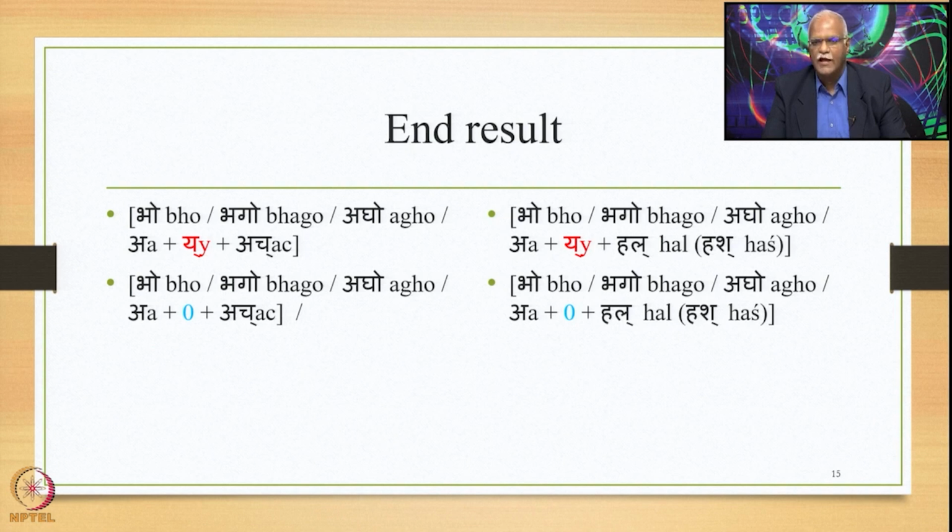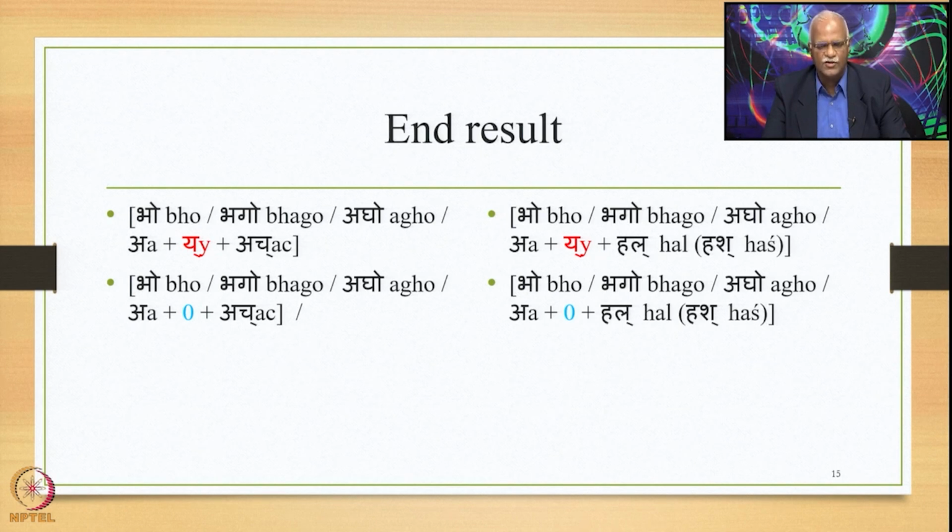Lopashakalyasya. And if you have bho/bhago plus agho plus a/a plus ya plus hal, then bho/bhago/agho/a plus 0 plus hal. This is the generated output by the sutra Hali Sarvesham.